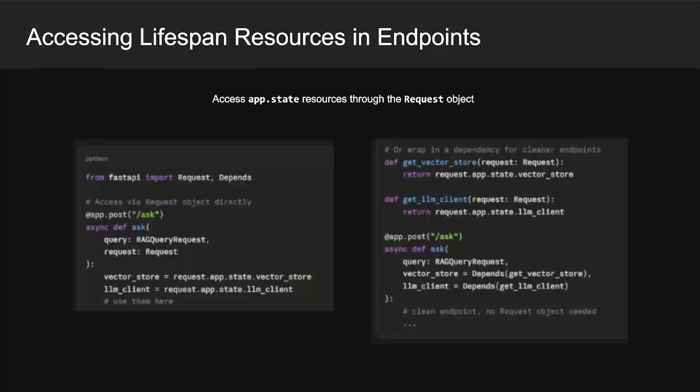So, once resources are on the app.state, you access them through the request object. Look at the left code block. The /ask endpoint injects request directly and pulls the vector store and the LLM client from request.app.state. This works, but it makes your endpoint function aware of the request object, which is a bit noisy. The right code block shows the cleaner approach. Two small dependency functions, get_vector_store and get_llm_client. Each takes a request and returns the resource from app.state. Now the /ask endpoint just declares Depends(get_vector_store) and Depends(get_llm_client). The comment at the bottom says it: clean endpoint, no request object needed, same Depends pattern as everything else in the app. Consistent and easy to test.